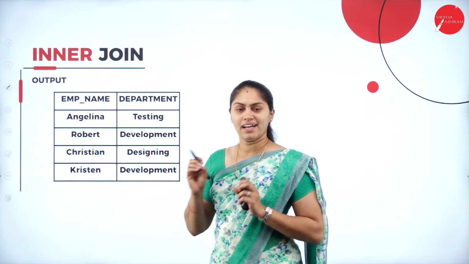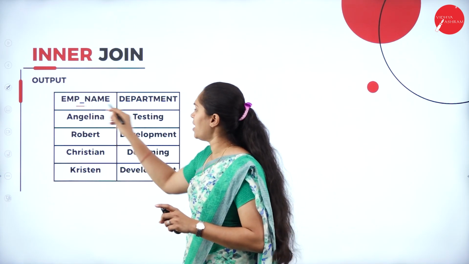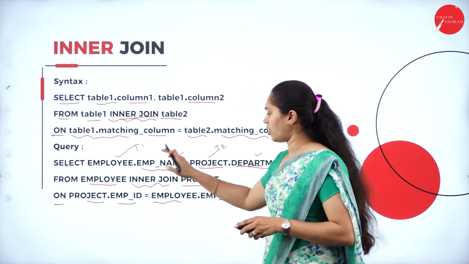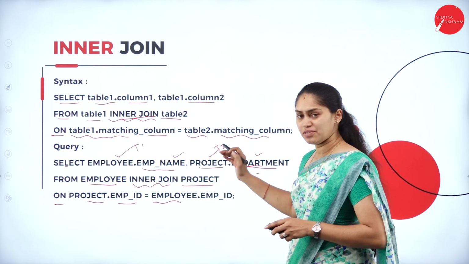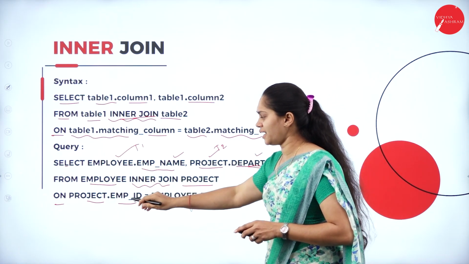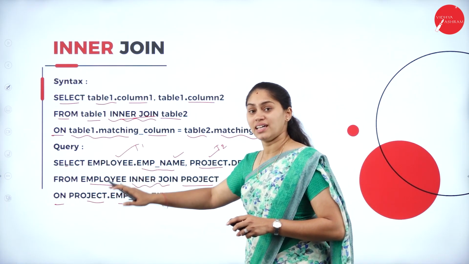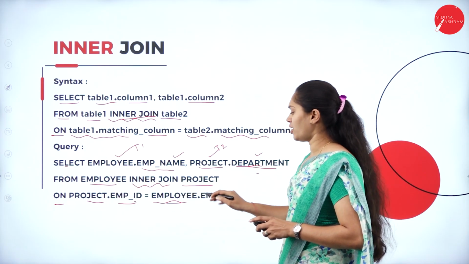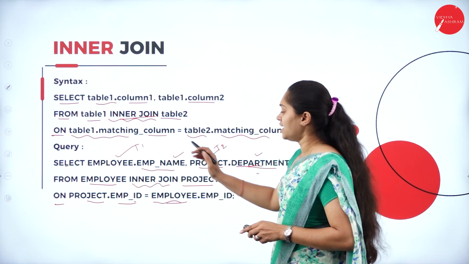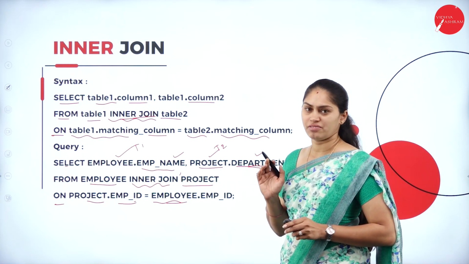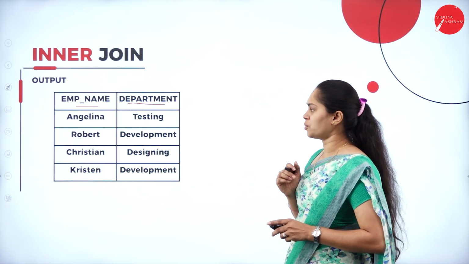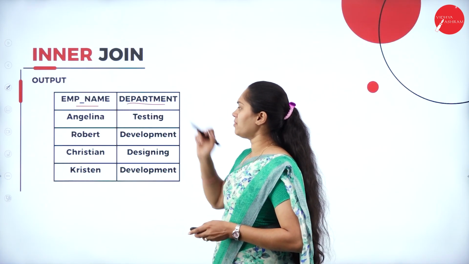So we did an inner join, employee name and department. This is the column we are looking for. On what basis are we fetching it? The employee ID which is there in project and the employee ID which is there in employee, only that ID's name and department we are fetching. Fine. That is the output here, employee name and department.